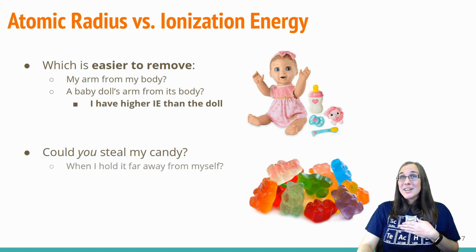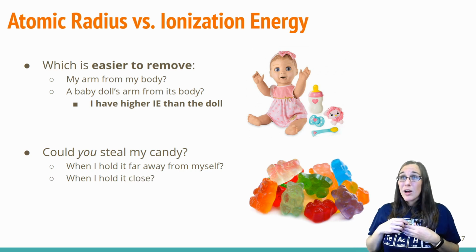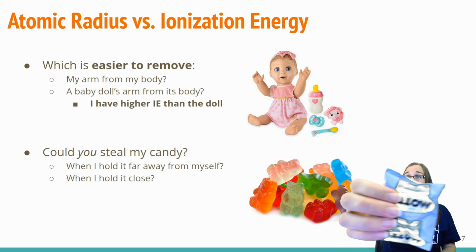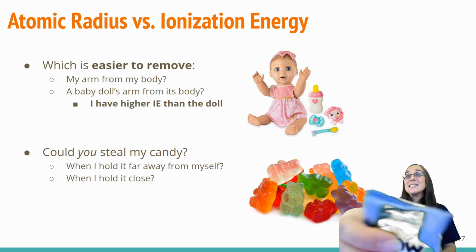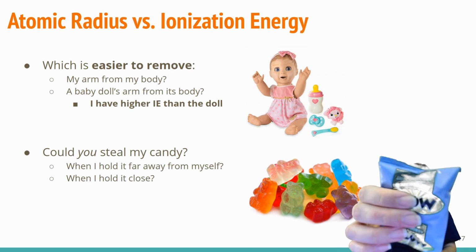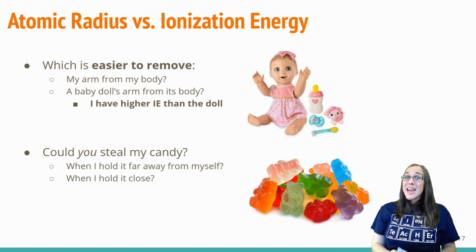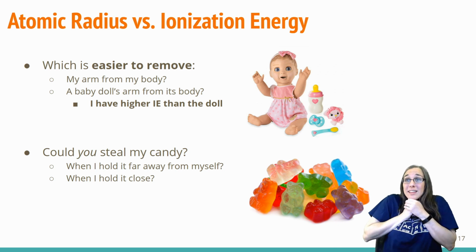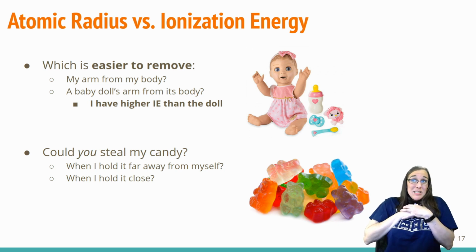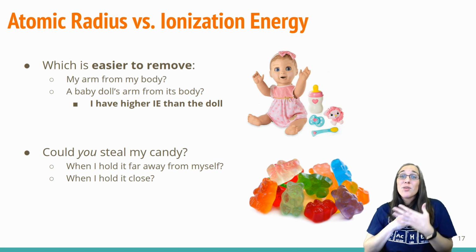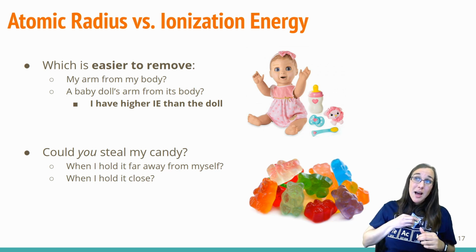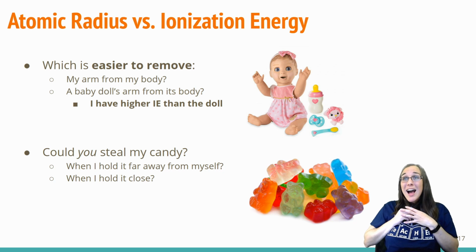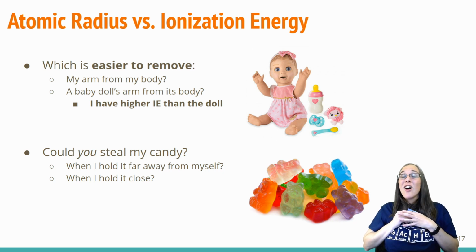So the idea here is that when I'm holding them far away from myself, that's like having a really big atomic radius. The atoms are holding their electrons really far away from their nucleus. It's easier to grab those electrons. However, the atoms that are smaller are holding their electrons really, really tight, really close, like clutching their candy. So it's harder for them to have their electrons stolen. This is the reason why if you have a smaller atomic radius, you have a higher ionization energy. It is harder to remove that electron from a small atom.